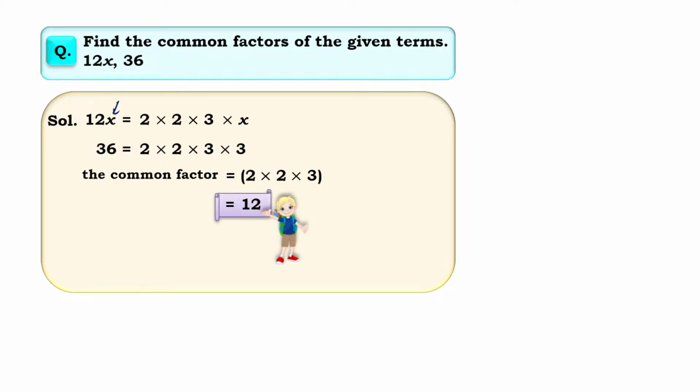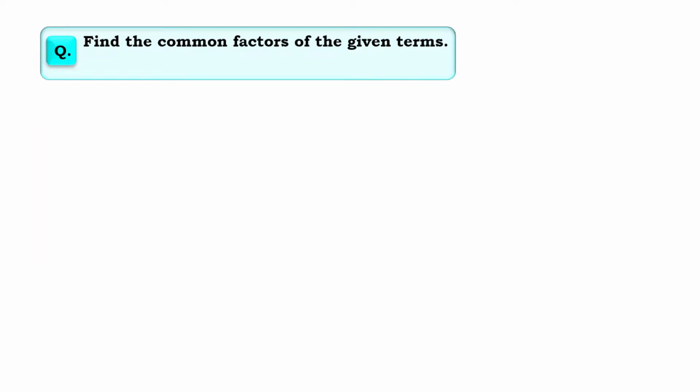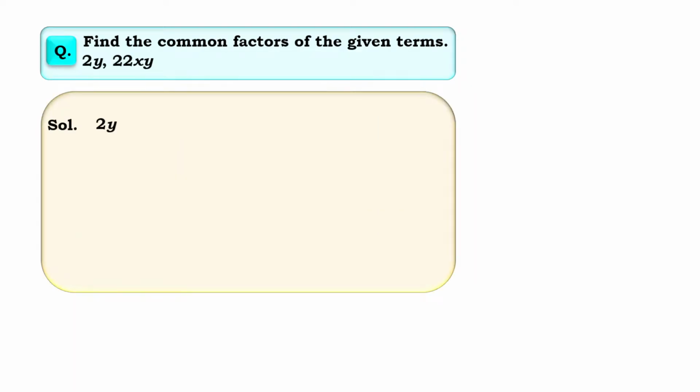Now let us take the next problem. Find the common factors for the given terms 2y and 22xy. So 2y, you all know it can be written as 2 into y, because 2 is the basic prime number, so directly you can write it as 2 into y.